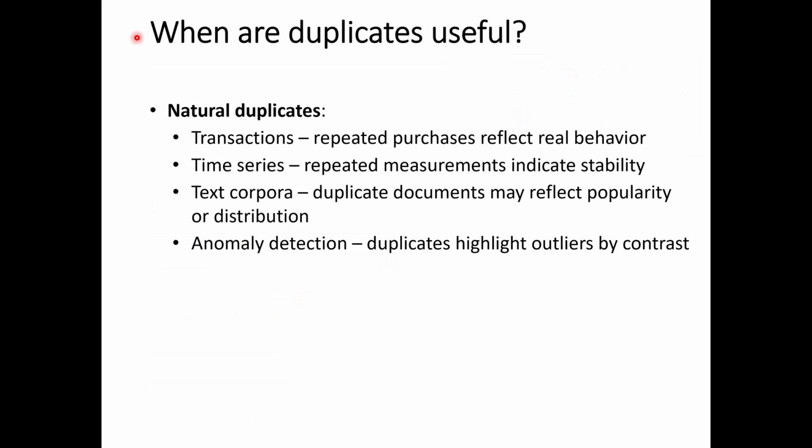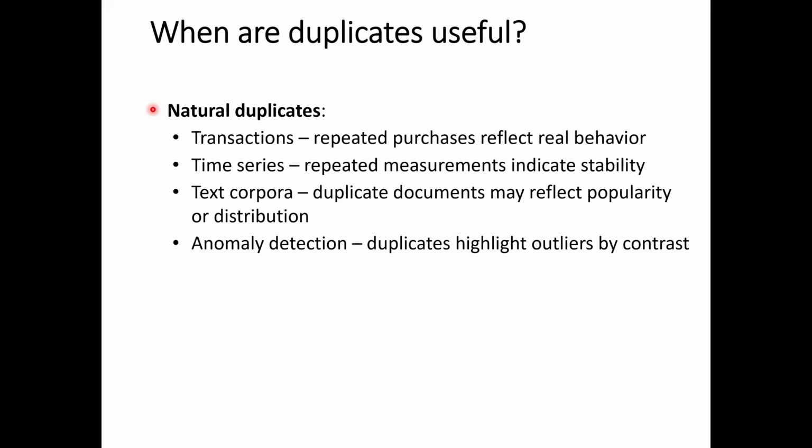We should keep in mind that duplicates are not always something we need to remove. Now let's look at a few cases where duplicates can actually make sense or even be useful. Natural duplicates can appear naturally in the data and may carry meaningful information. For example, in transactions, repeated purchases can reflect genuine customer behavior. In time series, repeated measurements might show stability or consistency of a process. In text corpora, duplicate documents can indicate popularity or how widely a text has been distributed.